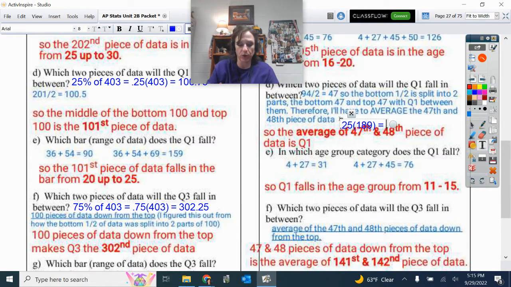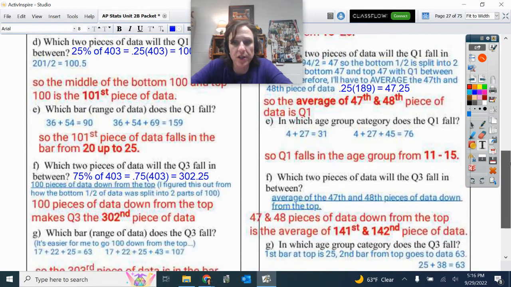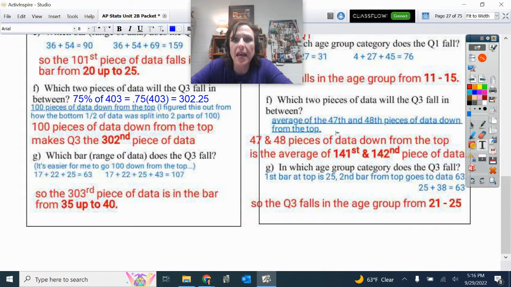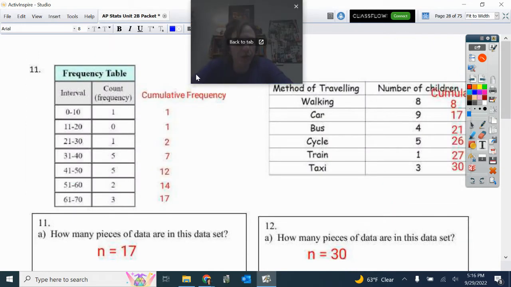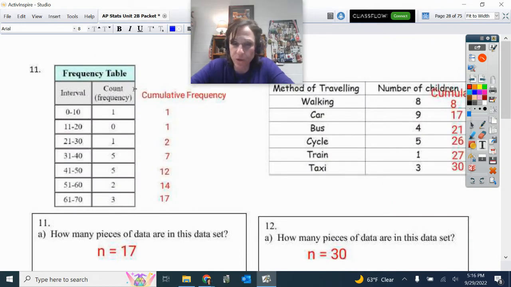So let's just do that one real quick. 0.25 times 189 is 47.25. So you see there, that's putting you in between the 47th and 48th piece of data. All right. Of course, then for Q3 again, we would do the 75th percentile and put that here. Okay, so there's your general idea. And you can check those answers on that number 10. But this is a little different format.